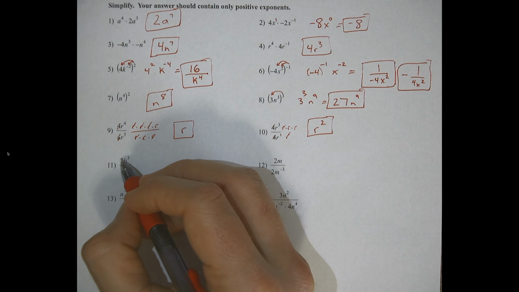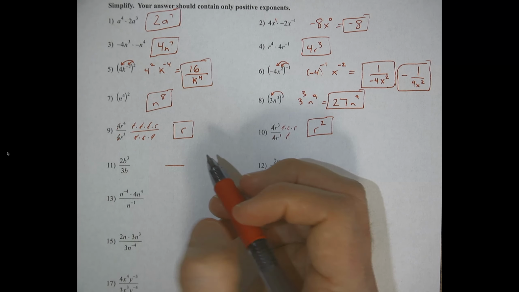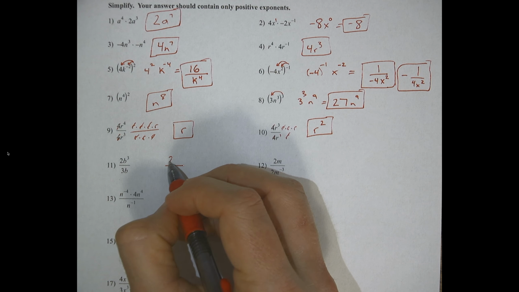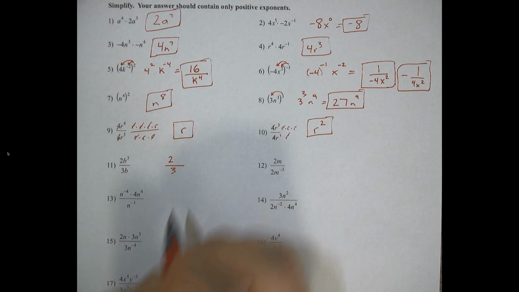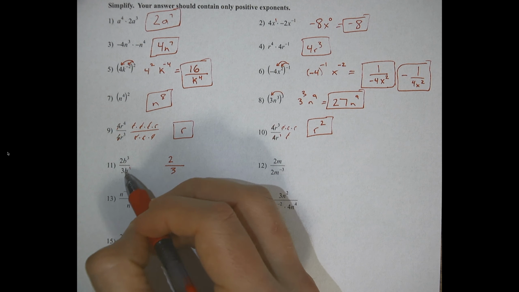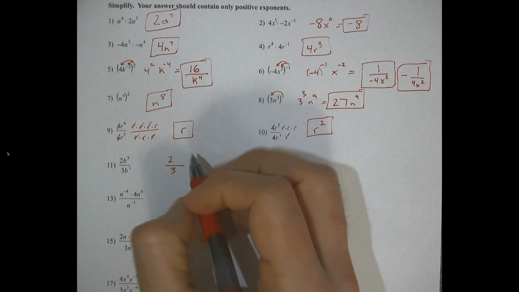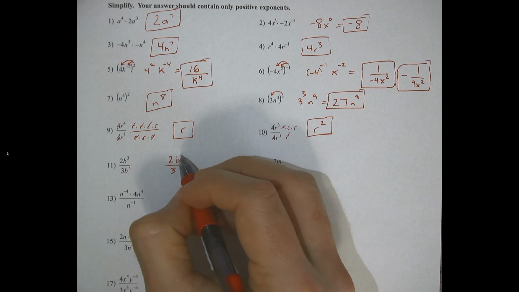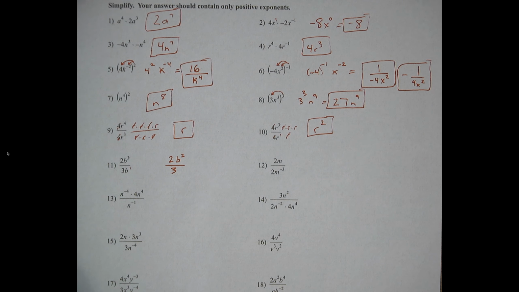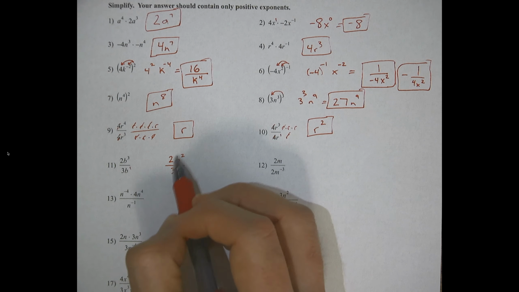Okay, 11. Coefficients, I can't do anything with those. Okay, 2 and 3, if I divide that, I get a nasty decimal. They are fully simplified, so I'm going to leave it 2 and 3. And I'm just going to deal with this. This is b to the third, b to the first. Quotient rule says subtract. 3 minus 1 is 2, so it's b to the second. If you're going to use that subtraction rule, no matter what you get, that is going to end up here in the numerator.